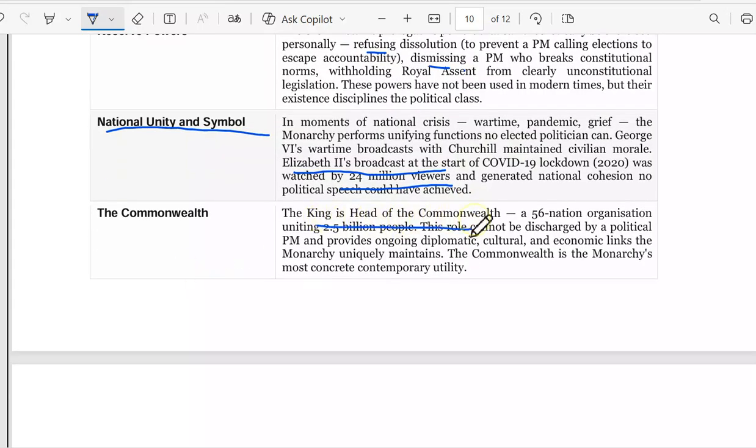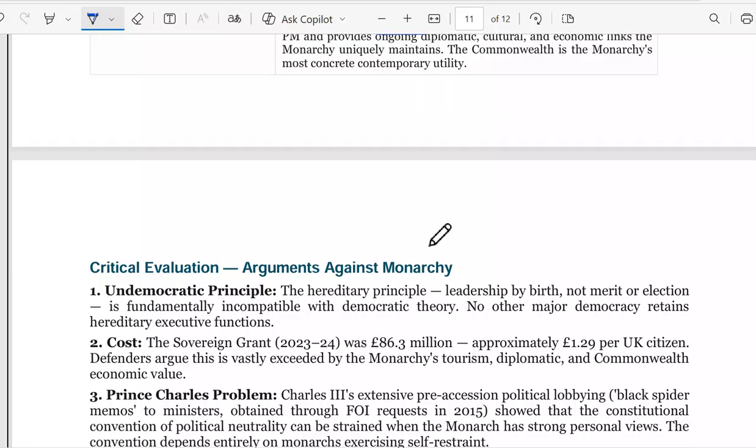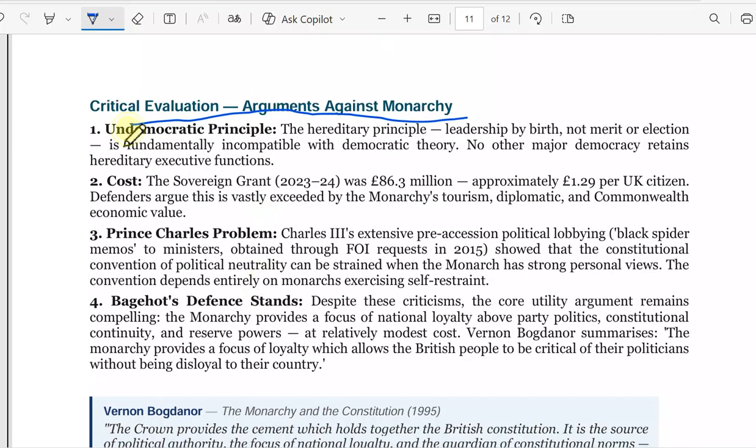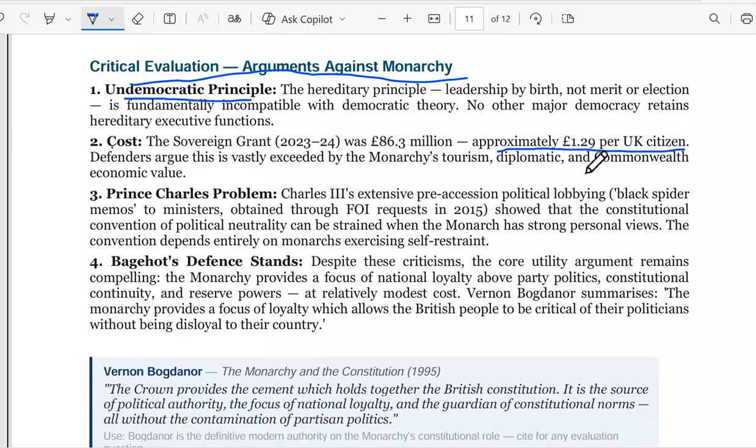Commonwealth. The king is head of the Commonwealth. It's a 56-nation organization, so it is actually uniting 2.5 billion people. Now, what are some of the negative points against the monarch? First of all, it is an undemocratic principle. There is no legal basis or reason why monarchs should exist. Second is the cost. It costs about £1 per UK citizen, which is not a big amount, but still it matters.